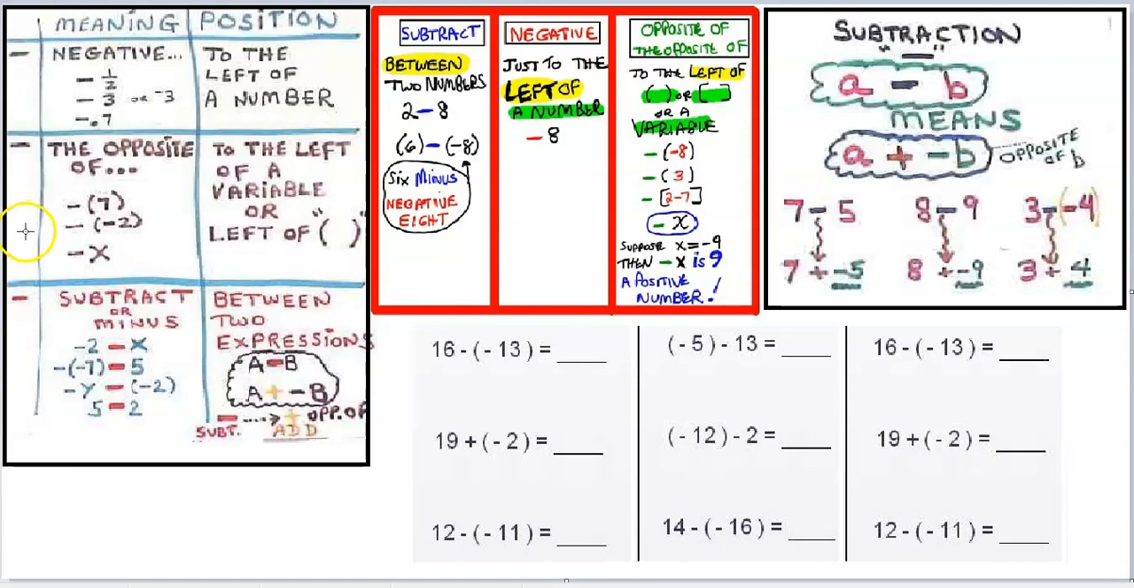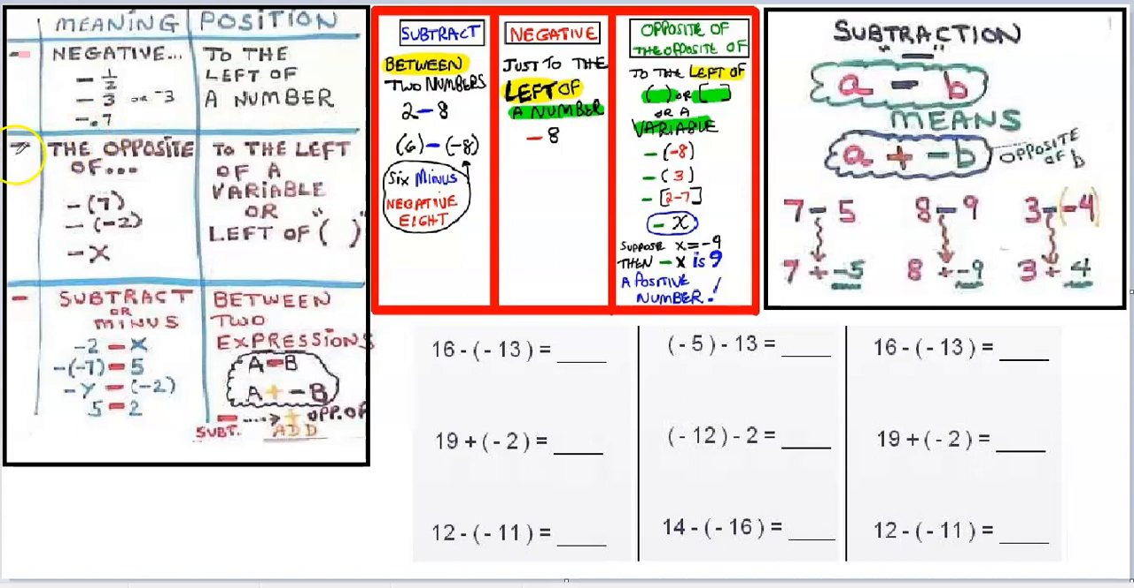We're going to try to decide what this symbol right here could mean, this thing that looks like a negative sign. It can sometimes mean negative, and it does. It means negative anytime it appears to the left of a number. Negative a half, negative 3, negative 0.7.